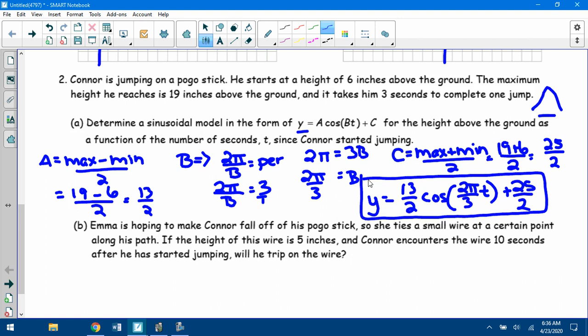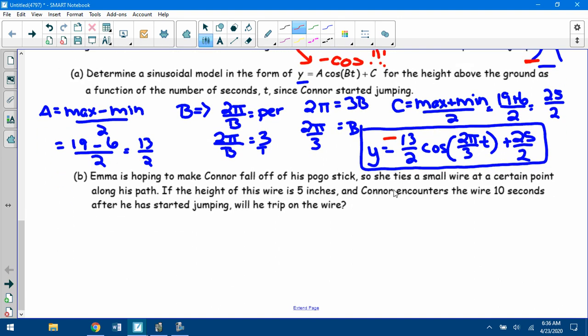No, you should be screaming at your computer screen, because where does he start? He starts 6 inches above the ground, which is his minimum starting spot, or minimum height. So if this is what my graph looks like, what type of cosine graph is it? That tells us it's a negative cosine. That's the subtle thing, like in last night's homework, you got to watch out for. So this needs to be a negative 13 halves. Okay? All right, part B.